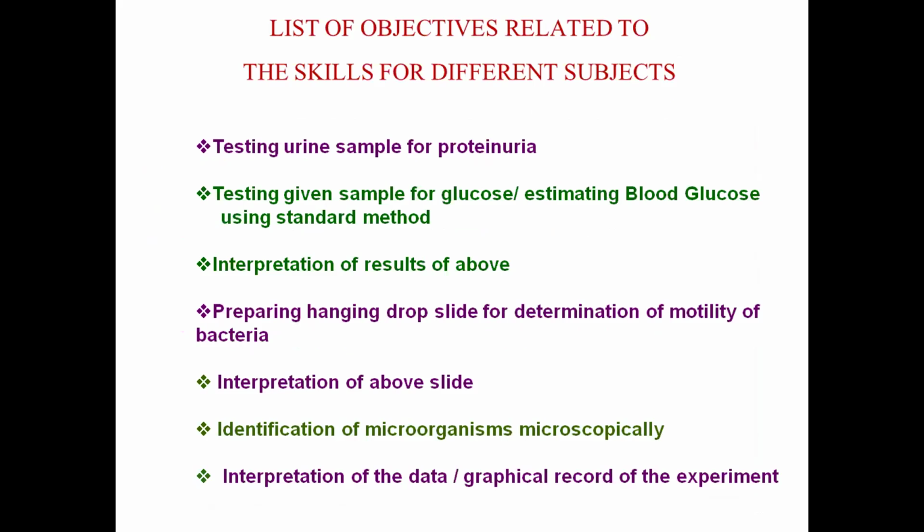So these are a few examples: testing a urine sample for proteinuria, testing a given sample for glucose, and interpretation of the above result. Like this, you can have your own OSCE and OSPE. Do you have any books on OSCE and OSPE? I think it's available, sir. Available. Okay. They are not covering all topics, but a few topics are available.